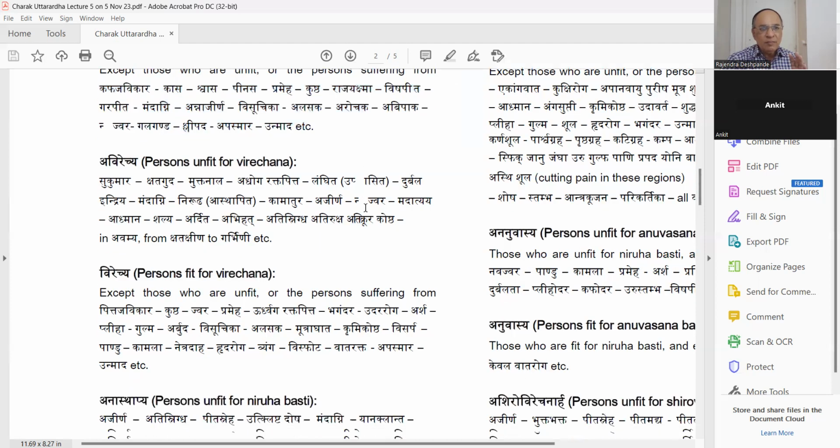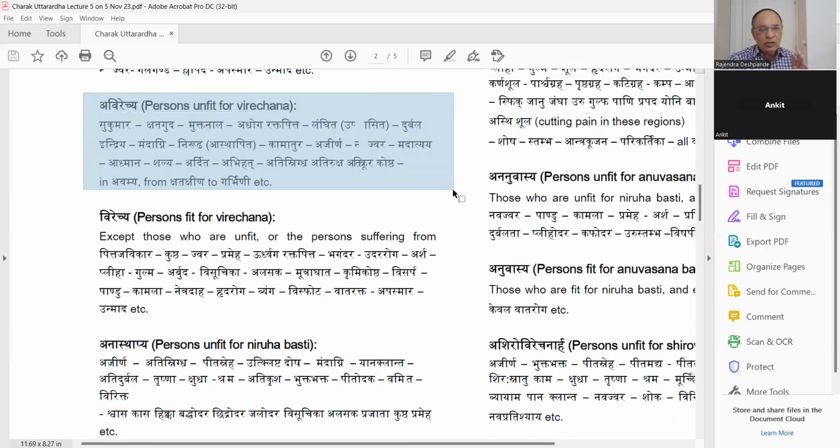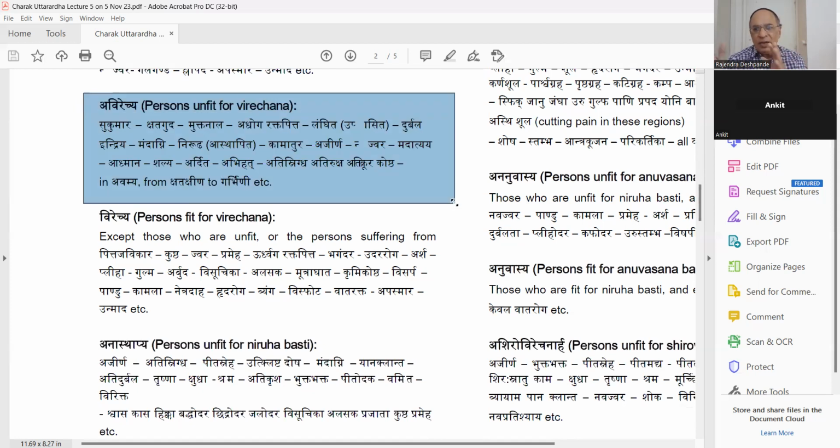Now we will talk about the Virechana. Okay. So here you see those not to be given the Virechana. Actually, Vamana contraindication and Virechana contraindication are nearly the same. Basically, the principle is that they will not tolerate the loose motions. They will not tolerate the vomiting. Because of the vomiting, Vamana, or because of the Virechana, loose motions, the people will get hypovolemic shock.